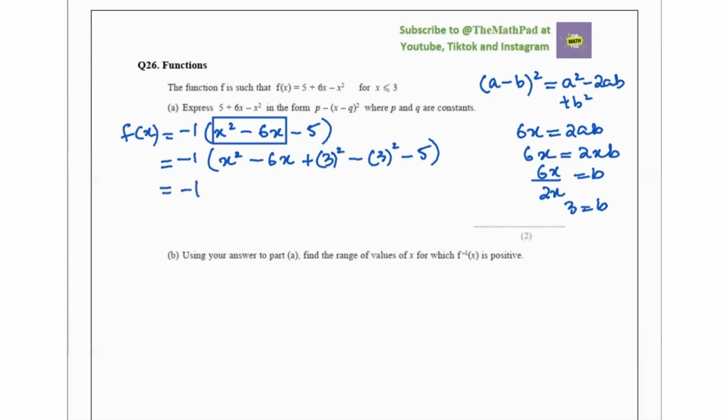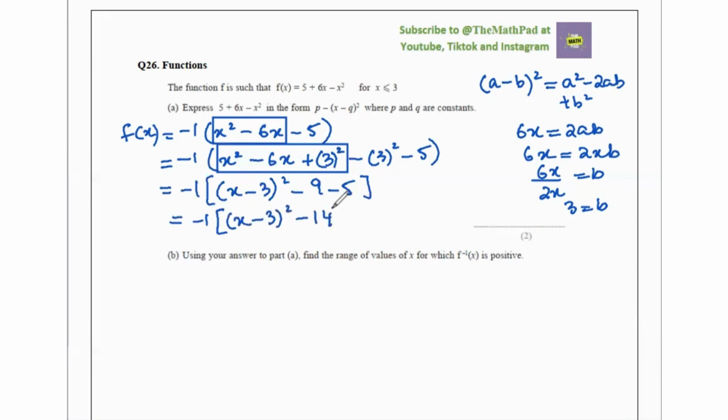Our complete square is these 3 terms. These 3 terms are equal to (a minus b) squared. So we're going to write these as (x minus 3) squared. The negative 3 squared will be outside this bracket. It's not going to be part of it because the complete square is just these 3. So minus 9 minus 5. Negative 1 bracket (x minus 3) squared minus 14. And in the last step, we distribute the negative sign. So it's minus (x minus 3) whole squared plus 14. This is your quadratic equation in completing square form.